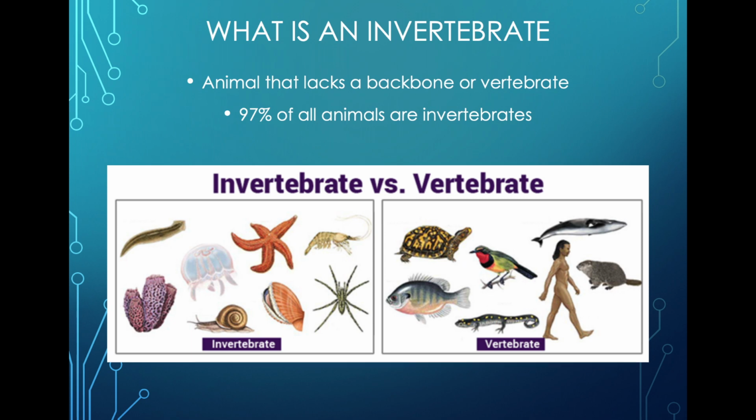So what is an invertebrate? Go ahead and answer the question on the bottom of your screen. What is an invertebrate? Does it have a backbone or does it not have a backbone? All right, very good. An invertebrate does not have a backbone. If you want to, feel your spine, feel your back, see if you have one. We all do. We are vertebrates, so we have a backbone. But we're going to be learning about things that do not have backbones. 97% of all animals are actually invertebrates. So we have a lot of invertebrates in this world.